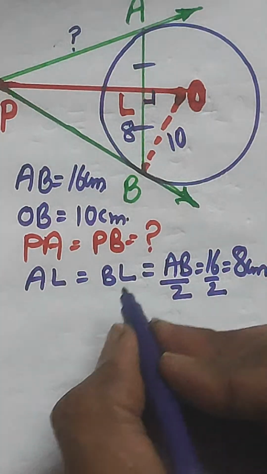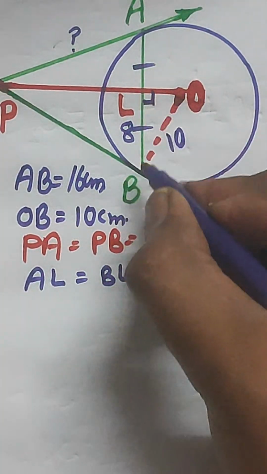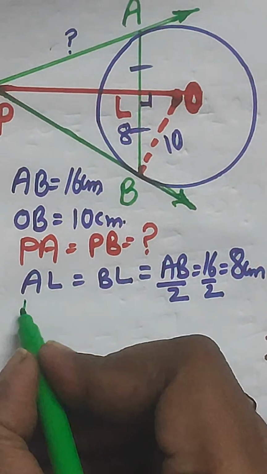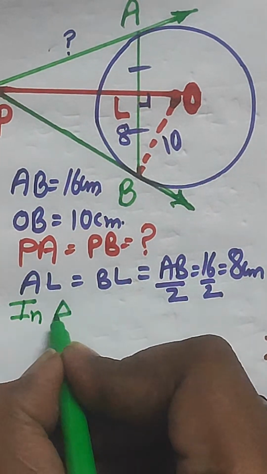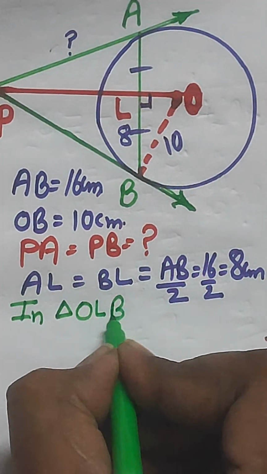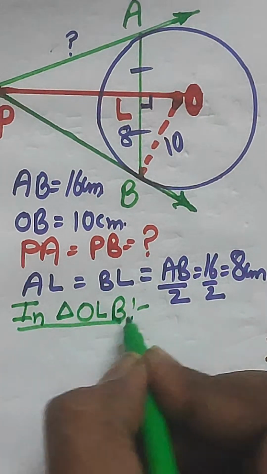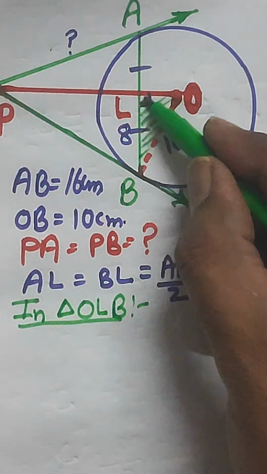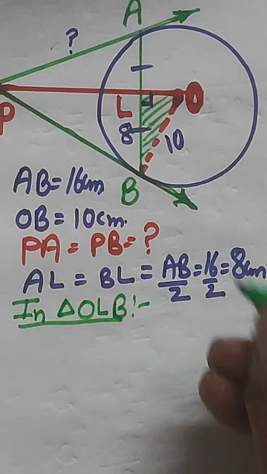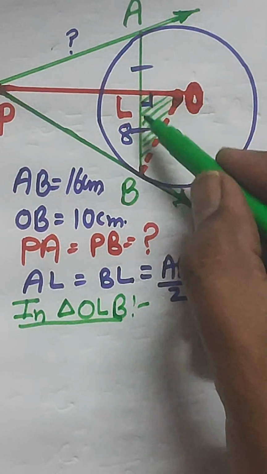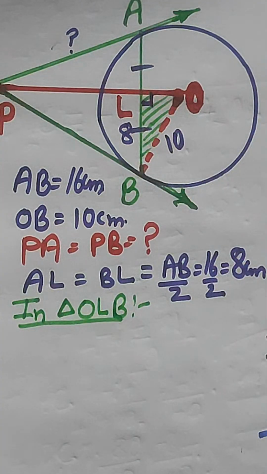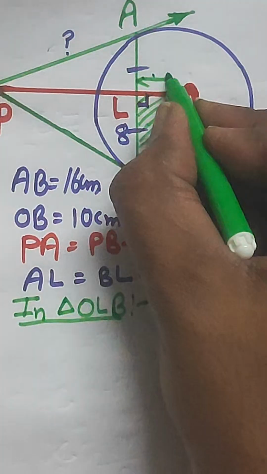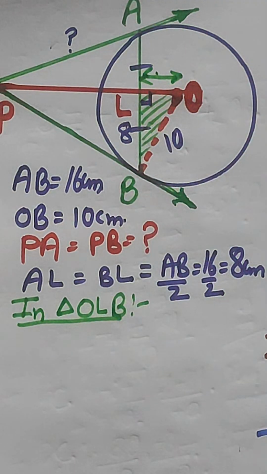So in triangle OLB, just apply the Pythagoras. When you apply the Pythagoras across this triangle, right, what you will say, you will see that OL square plus BL square equal to OB square. So in this way we will be able to calculate the length of OL, this one, right?